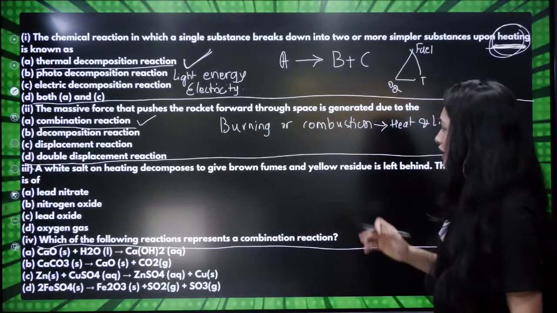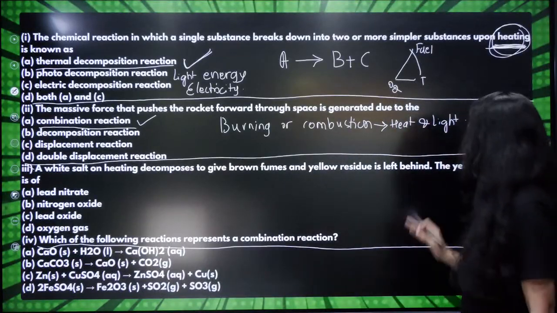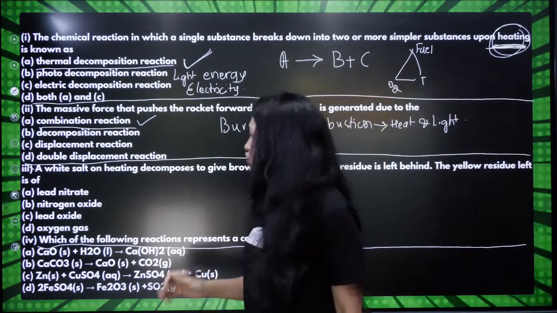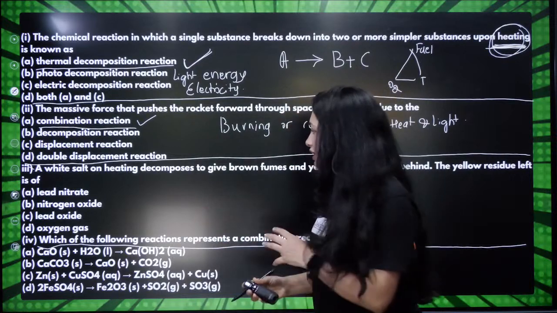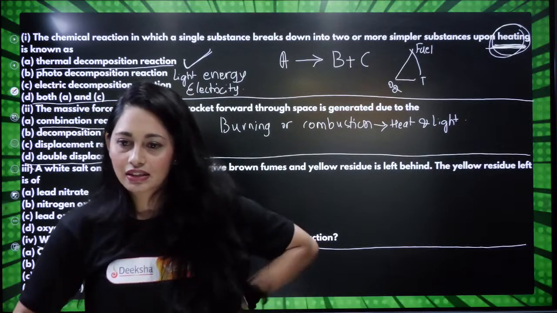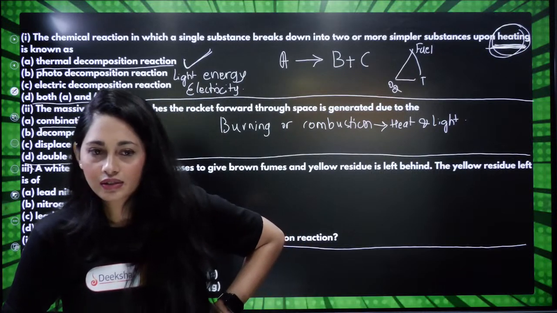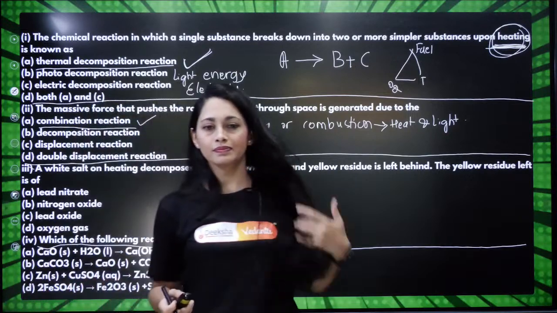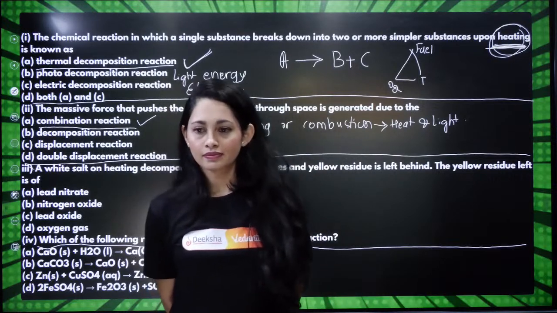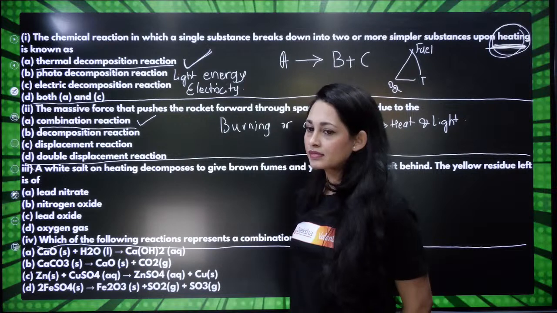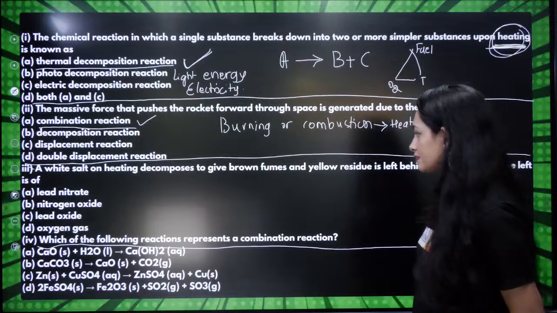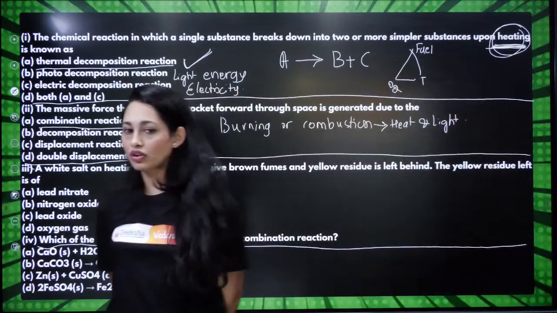Next, a white salt on heating decomposes to give brown fumes and a yellow residue is left behind. The yellow residue left behind is of dash: lead nitrate, nitrogen oxide, lead oxide, oxygen gas. What is the answer? Lead nitrate, a white salt on heating decomposes. Is it lead nitrate or lead oxide?